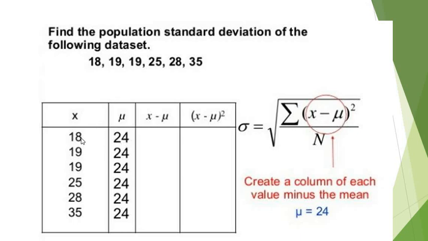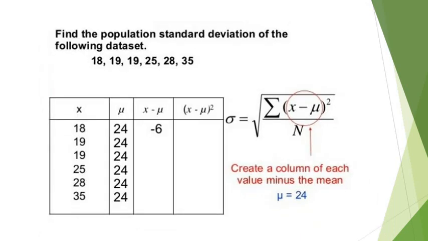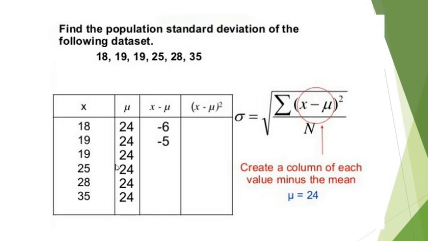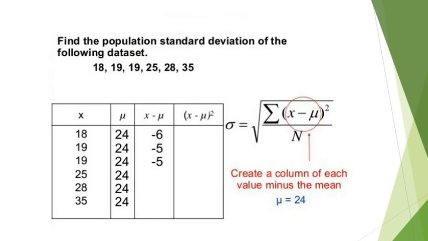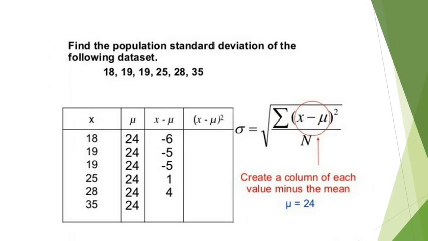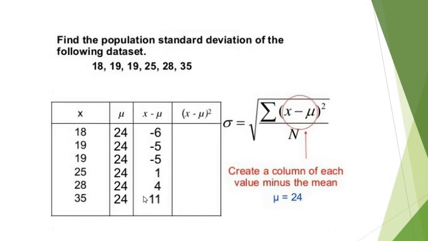So we're going to take 24 from 18 and we get what? Negative 6. We're going to take from 19, 24, and then that will give us negative 5. Again, negative 5, positive 1, positive 4, and positive 11. Now, this should be a positive 11, not negative. This is an error. This should be a positive 11.